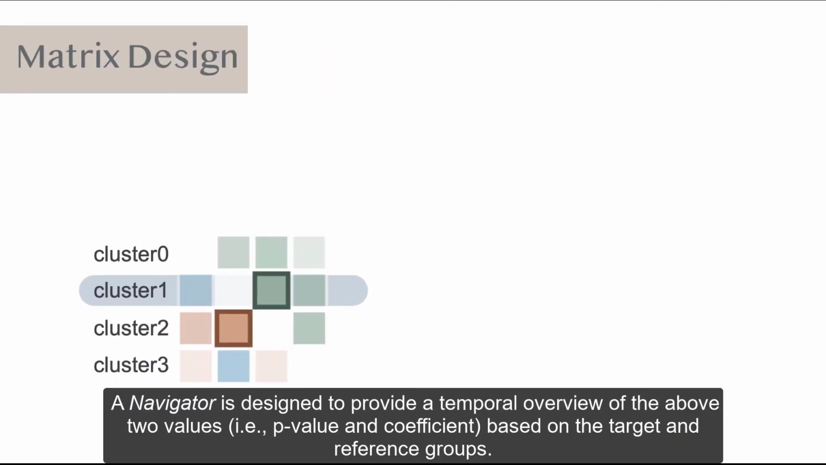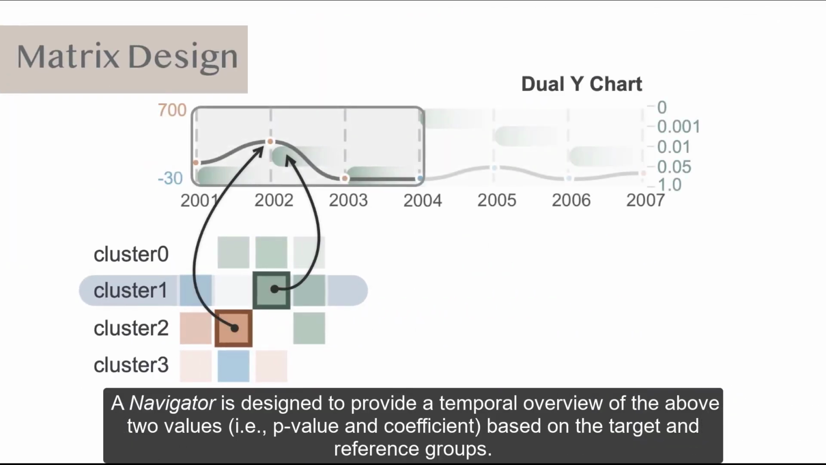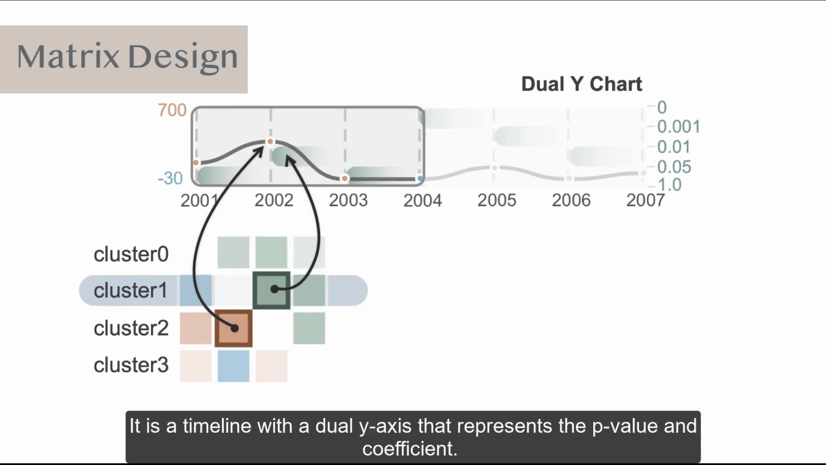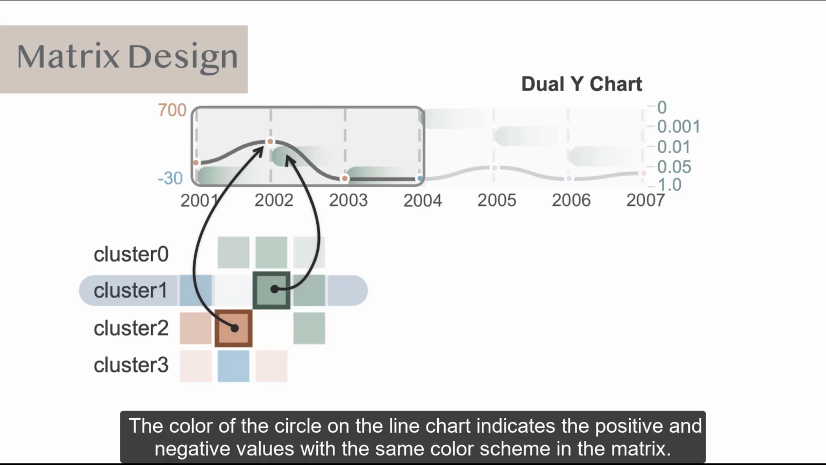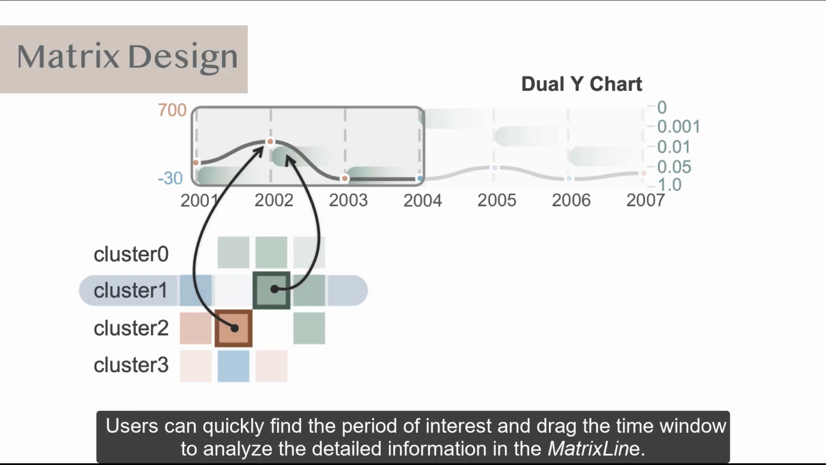A navigator is designed to provide a temporal overview of the above two values, based on the target and reference groups. It is a timeline with a dual y-axis that represents the p-value and coefficient. A stepped line chart in green shows the p-values and the line chart reviews the coefficient. The color of the circle on the line chart indicates the positive and negative values with the same color scheme in the matrix. Users can quickly find the period of interest and drag the time window to analyze the detailed information in the matrix line.